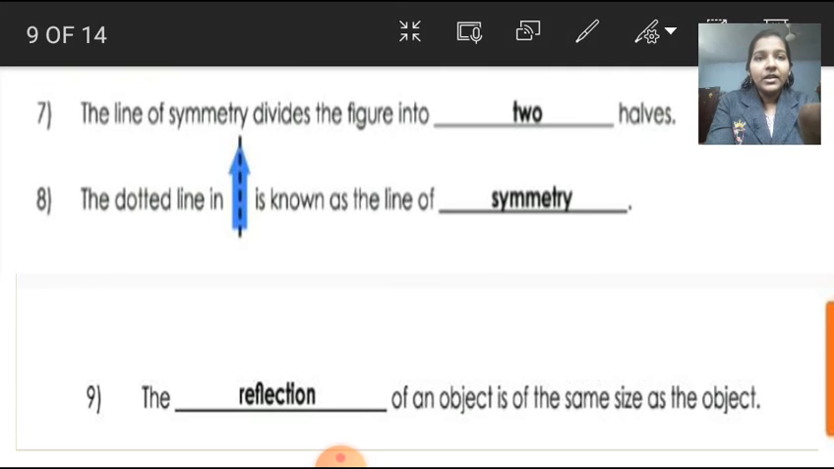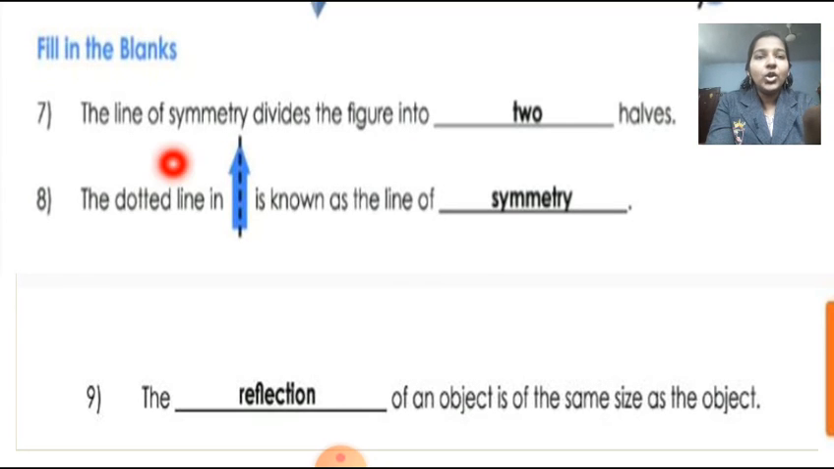Now the next one, the dotted line in this figure is known as the line of dash. The dotted line in this figure is called line of symmetry, right? It is line of symmetry. You can write here.